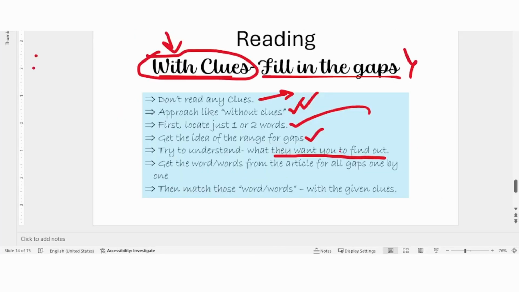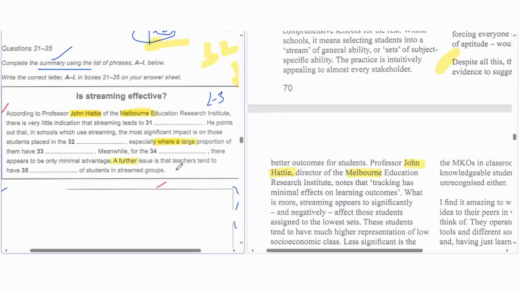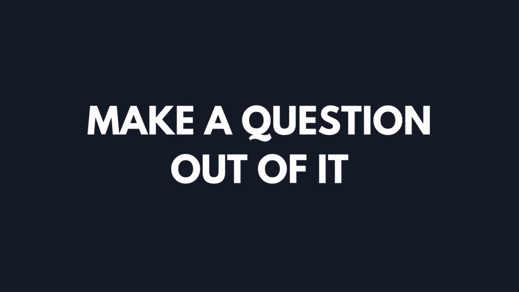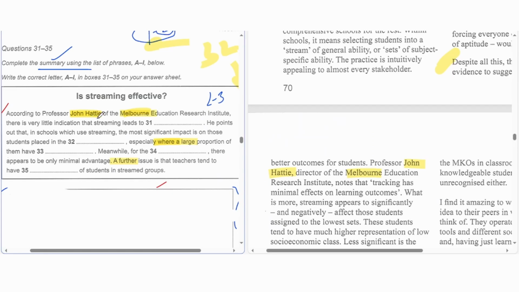So what we're going to do, we'll try to find out what they want us to find out. Read the question and make a question out of it. Listen to me again, read the question and make a question out of it. Don't spend a lot of time. You don't even need to read the name in the very right way, like John Haiti or Haiti. Don't worry about it. There is no marking for that. So just according to the professor, there is a name, a place, an institute. There is a very little indication that streaming leads to what?